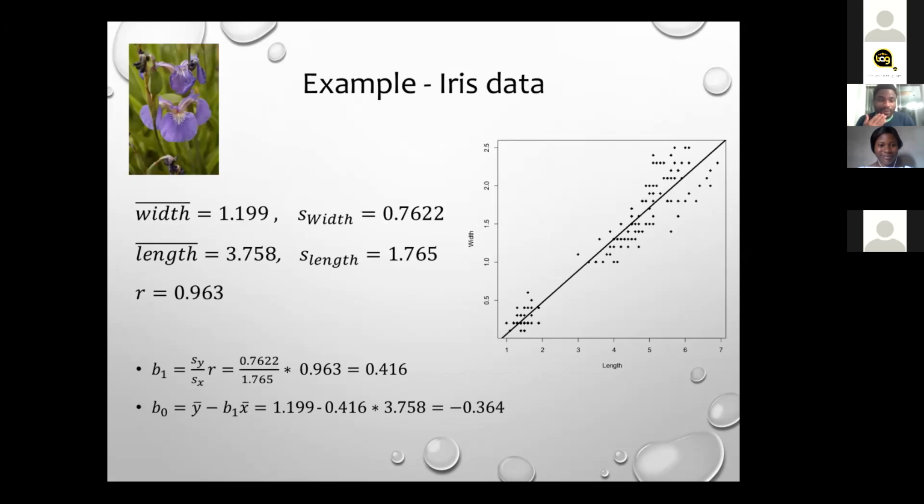So let's take the example of the iris data set. We have the length and we have the width. If we calculate, this is the average width and this is the average length, with their standard deviation. And this r, we can get it from correlation, and I showed at the beginning how to calculate it. You will get this slide if you want. So from there, if you just fill in the data, you get the slope and you get the B0, that is the intercept. And I want to pause here and ask you if you think this B0 makes sense.